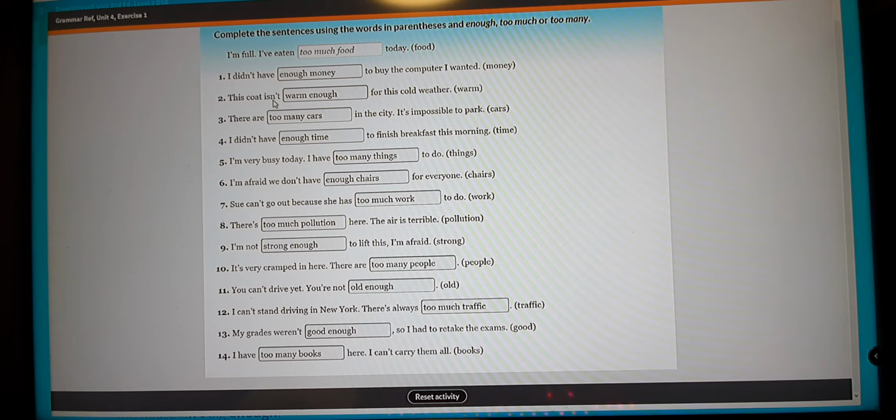This coat is not. Warm, adjective. This coat is not warm enough. In other words, when I wear this coat, I'm still cold. Number 3, there are too many cars in the city. Car is the word. Car is countable, and we see it has an S ending. There are too many cars in the city. So we wouldn't say too much cars, because car is countable.